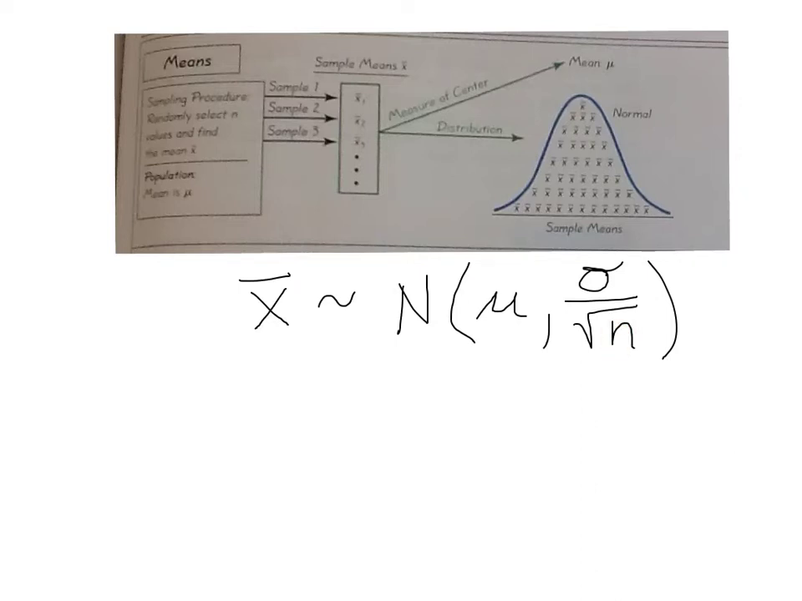Later on, when we do some inferential statistics, we might not know sigma for the population, and so these x bars will be represented by a t distribution, which is also a bell-shaped curve. But for now, assuming we know sigma, these x bars will be normally distributed. The shape is bell-shaped, the center is mu, the mean of the population, and the spread will be sigma over the square root of n.